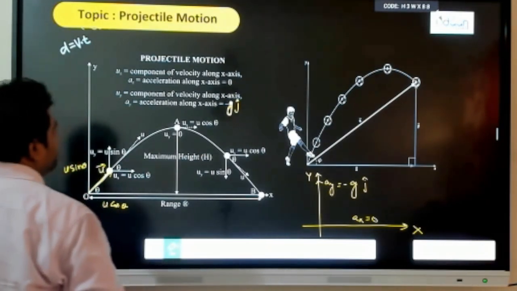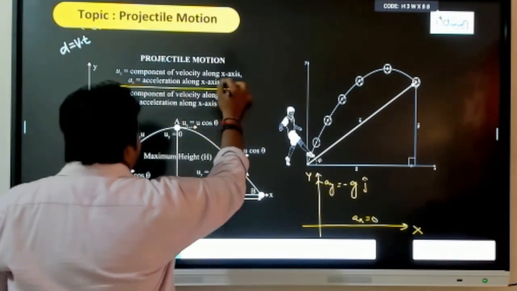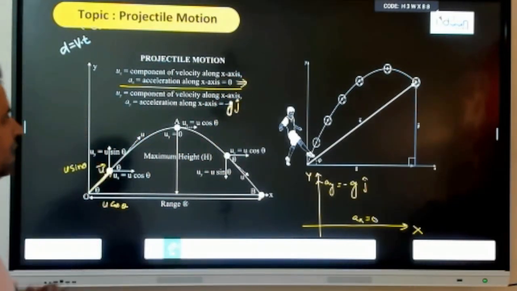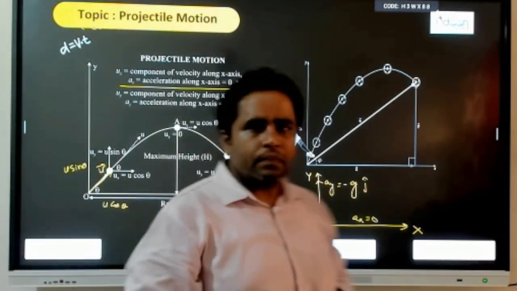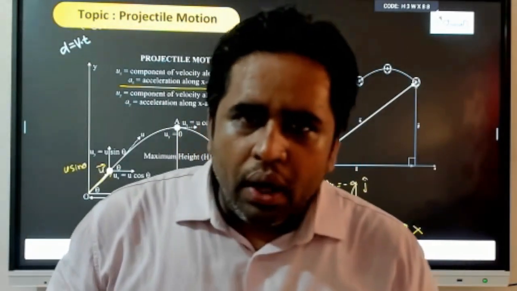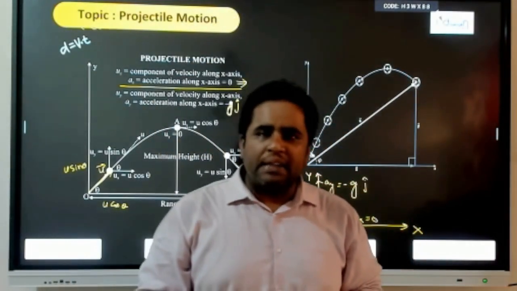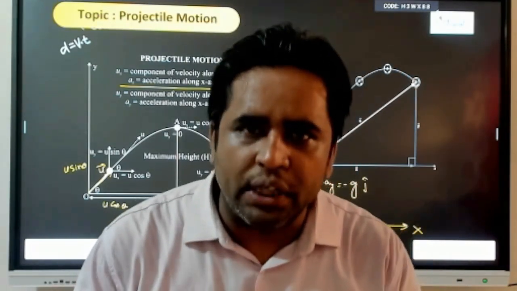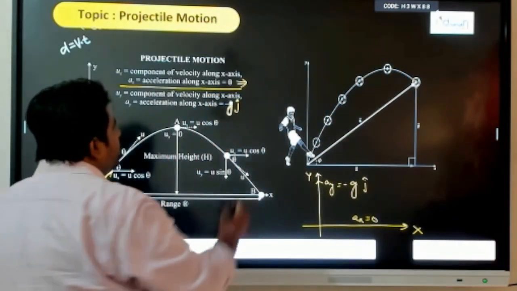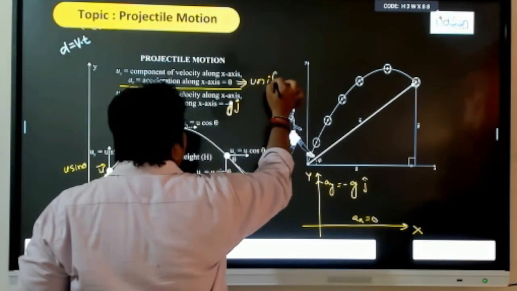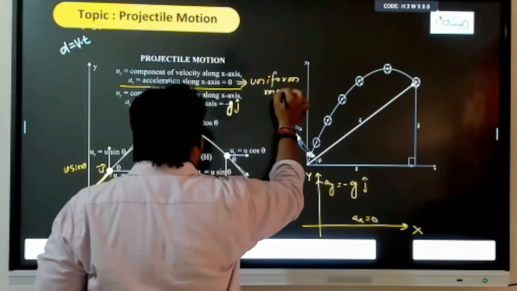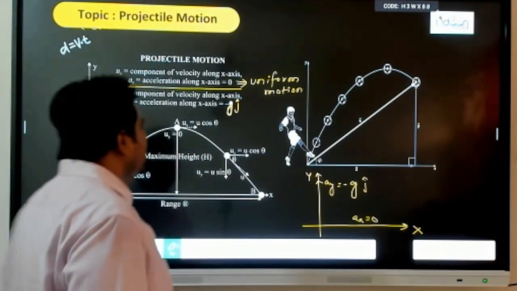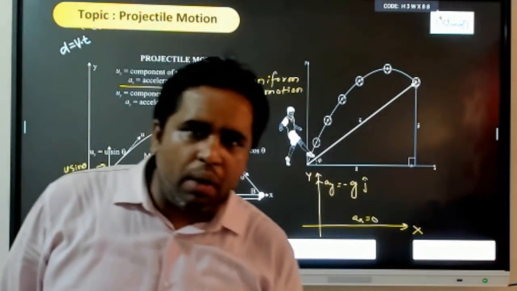So if this is u sin theta and this is u cos theta, let me know, on the x-axis what is the condition? The acceleration is 0. If the acceleration is 0, what do you consider the motion to be? We have already covered this point: whenever the acceleration is 0, we consider it as uniform motion, right guys? So acceleration in the x direction is considered to be 0 and the motion is uniform motion.